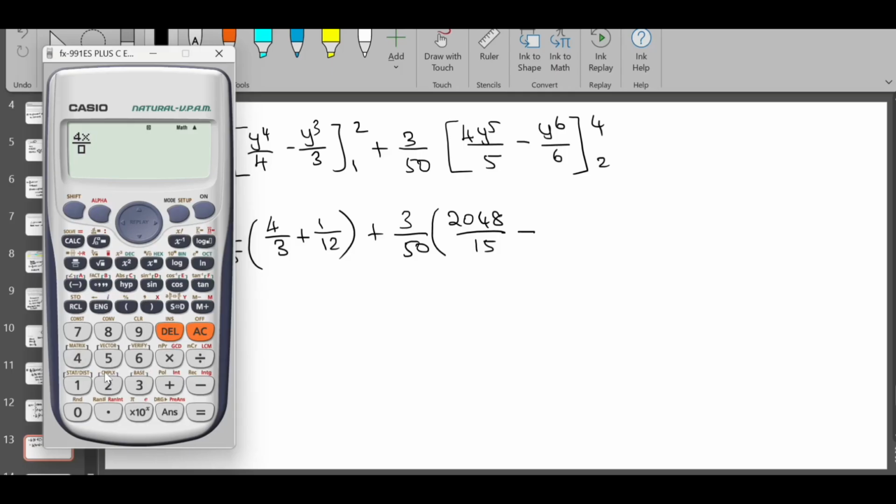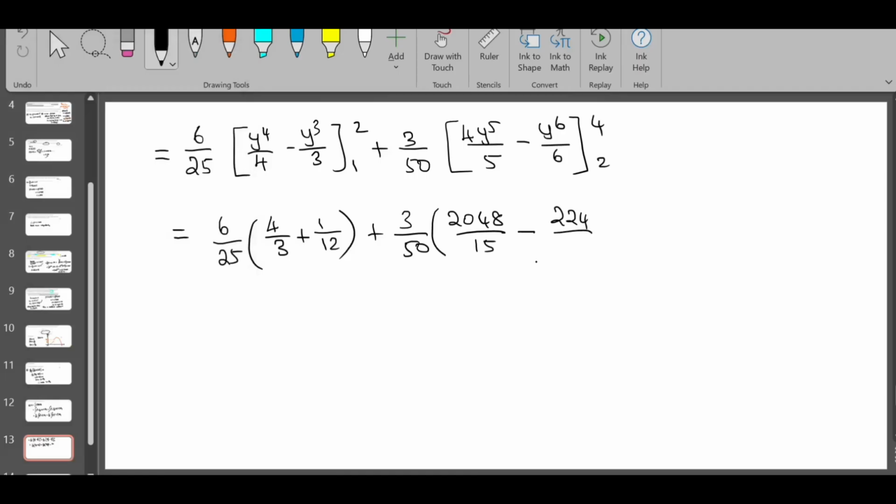4 times 2 to the power 5 over 5 minus 2 to the power 6 over 6. That's 224 over 15. Let's calculate this now.